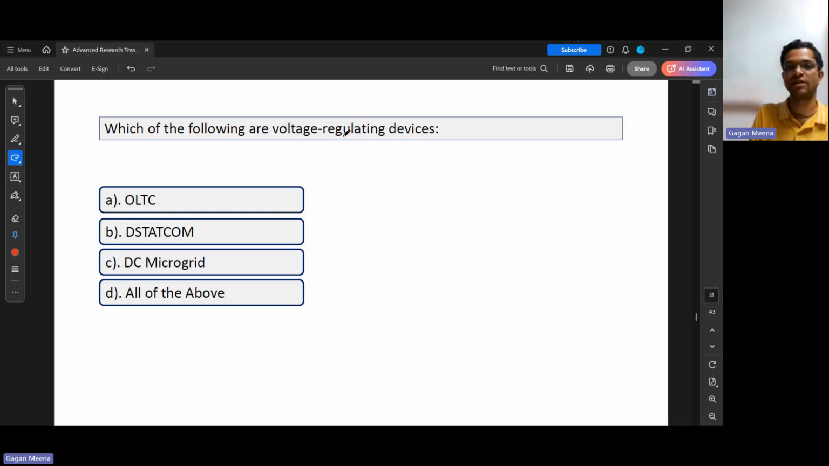Which of these are voltage regulating or reactive power compensating devices? Which one is the correct voltage regulating? Which of these are voltage regulating devices? OLTC, D-STATCOM, DC microgrid, all of the above.